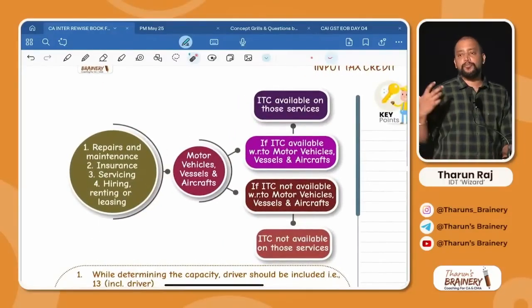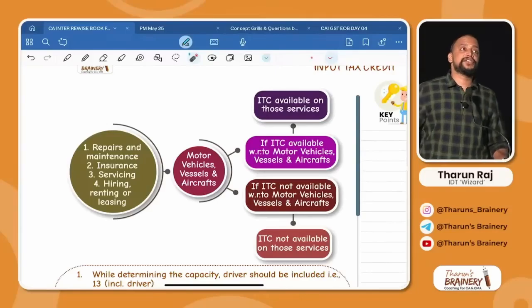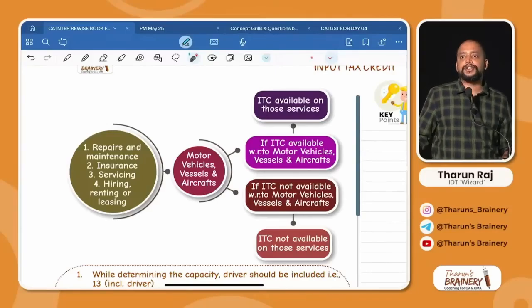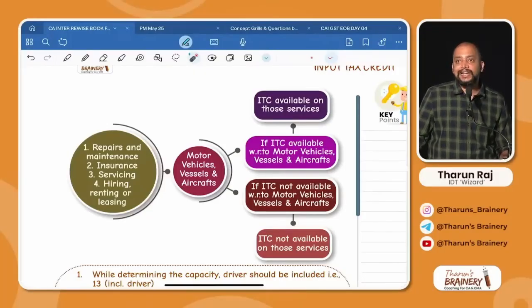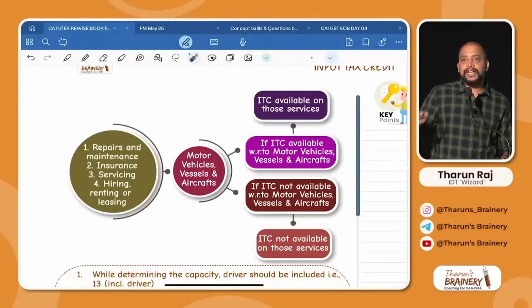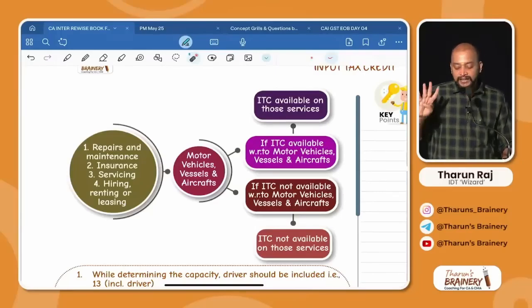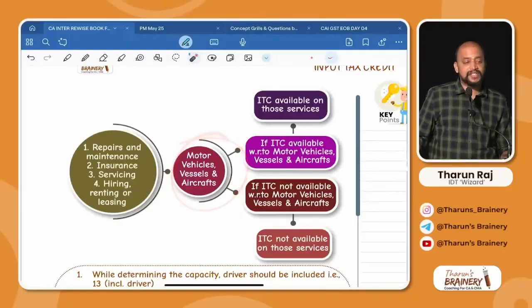First one is purchase of motor vehicles. Second one is services in relation to motor vehicles. What are the services in relation to motor vehicles? Total 4 services: repair and maintenance services, insurance service, authorized service center service, and hiring, renting and leasing of motor vehicles. These 4 are in relation to motor vehicles, vessels and aircrafts. Hiring, renting, leasing means taking a motor vehicle on rent. Servicing means authorized service center services. Insurance means we take insurance on vehicles. Repair and maintenance means we give the vehicle to workshops for repair.